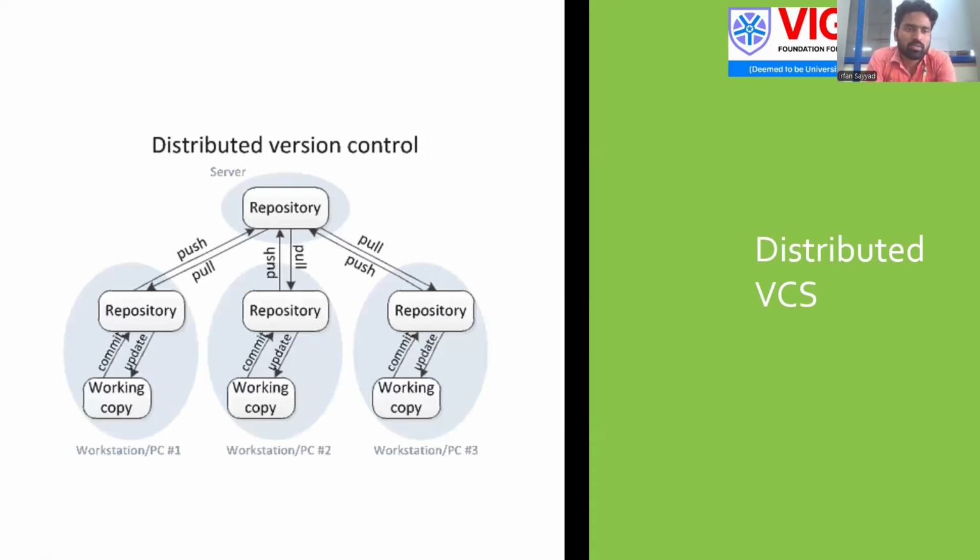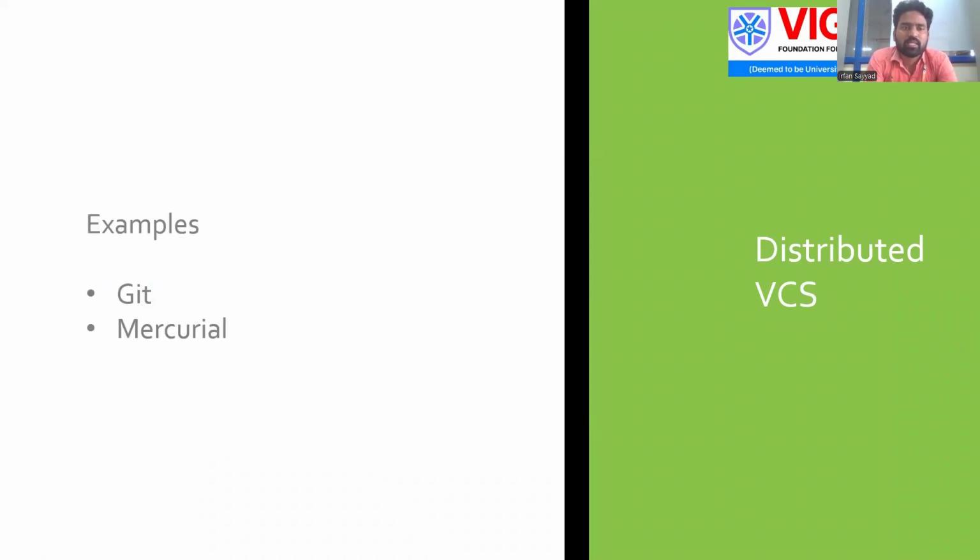So three people are working in the same place and they each have their own repositories. They are doing commits and updates on their own repository. Then they pull and push to the main centralized repository where the final repository is kept, in the distributed version control systems. Examples are Git and Mercurial.